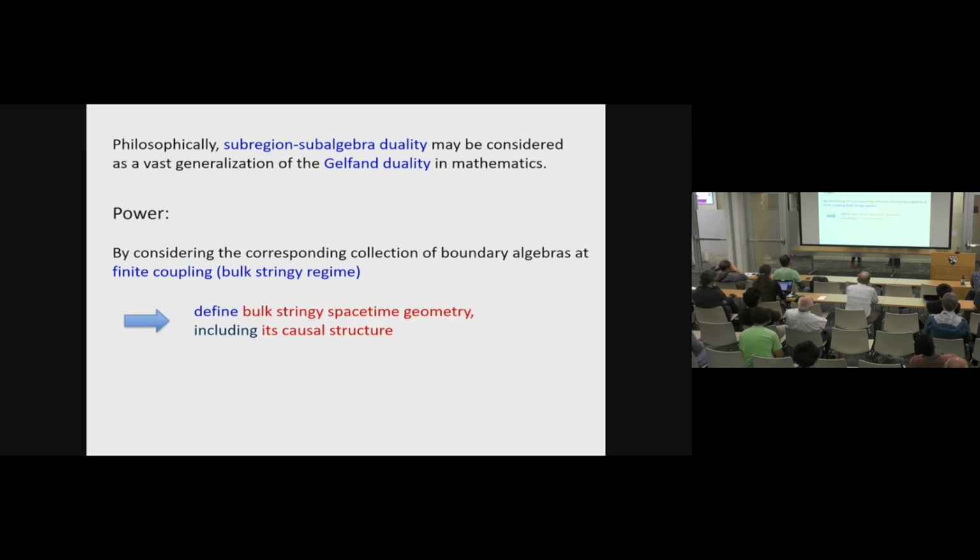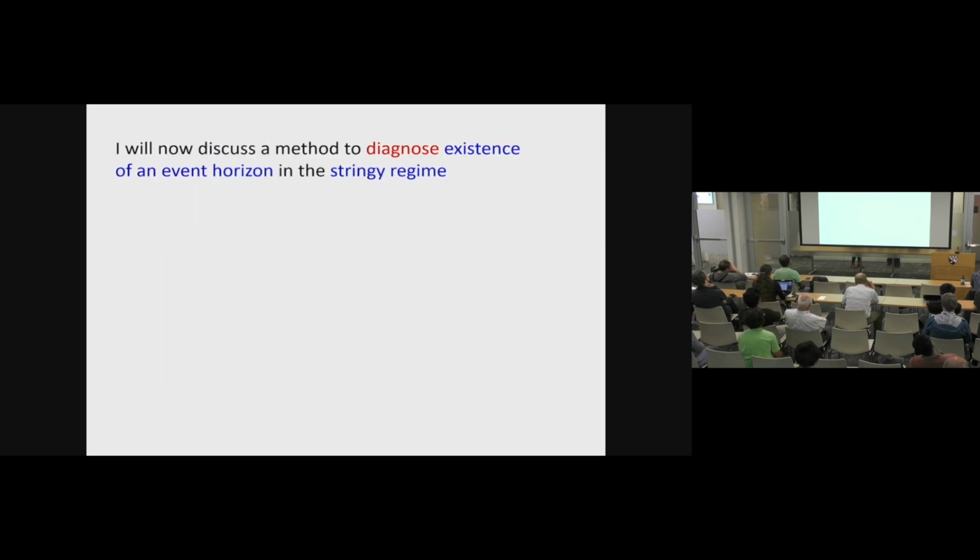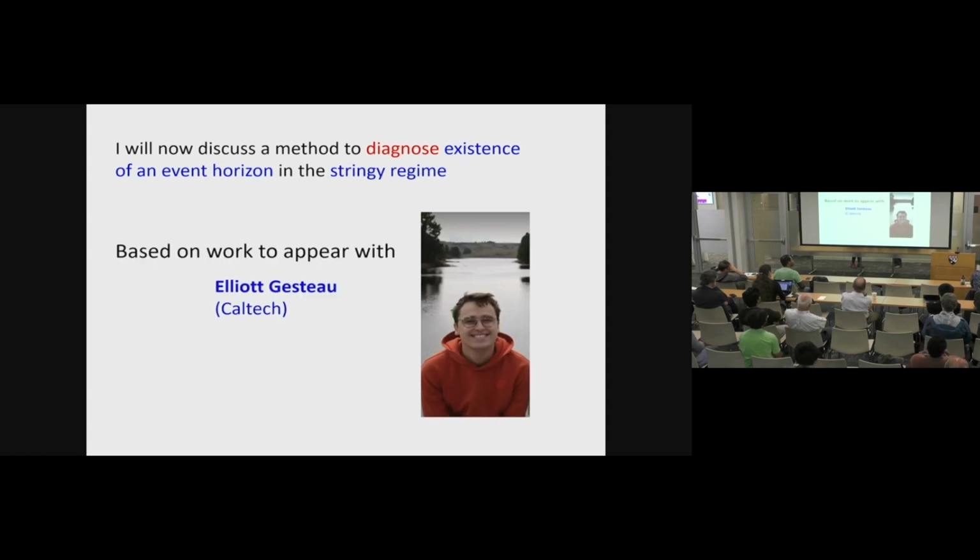By studying those collections of algebras, we can in principle try to understand the bulk stringy spacetime, including its causal structure. We may then be able to define stringy horizons and black holes, etc. Today I will describe modest progress in this direction, by discussing a scheme to diagnose the existence of an event horizon in the stringy regime. We can consider the boundary dual to a string theory in the bulk and ask: does this theory have a horizon or not? We can give a diagnosis. This is based on recent work to appear with Elliot Gasto, who is a math student at Caltech.